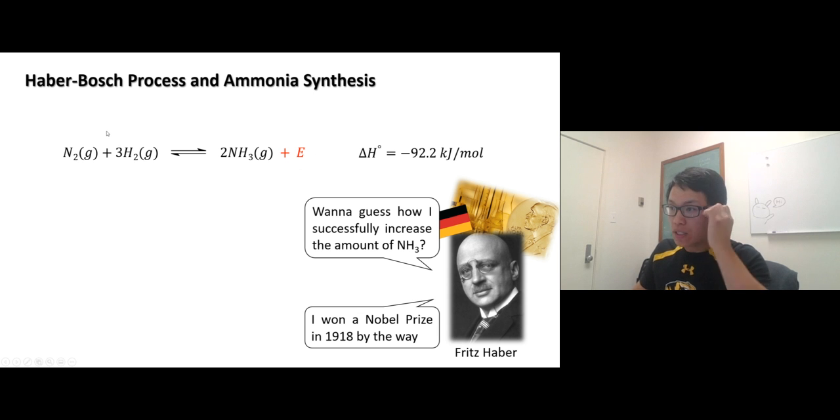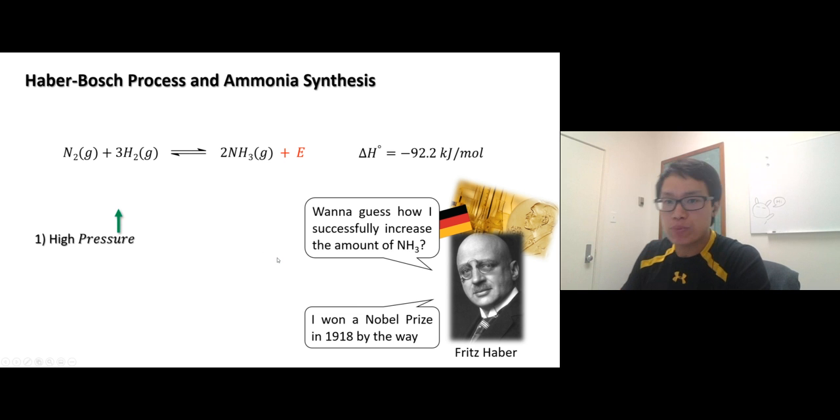At low temperature, of course, this equilibrium really favors the formation of the product. But at low temperature, the reaction goes way too slow. It takes millions of years to reach equilibrium. You're not going to get any ammonia, right? So Haber and Bosch did this.